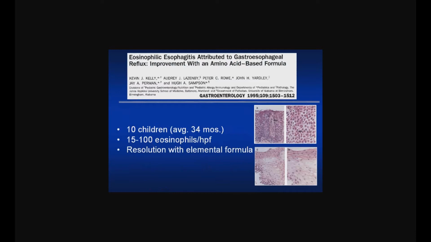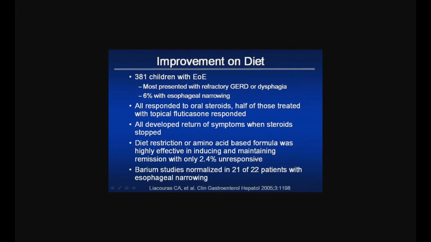So how did we come to find that diet played a role? Well, this is one of the first papers to describe eosinophilic esophagitis, and they had 10 children who had reflux disease that did not respond to treatment, and when they biopsied them, they had 15 to 100 eosinophils per high-power field, and they placed them on an elemental formula, and their esophagus normalized. So up above you can see abnormal esophagus, and down below you can see the normal esophagus. So that was one of the first hints that food allergens might play a role in triggering this disease. There have been studies by others as well that have supported that.